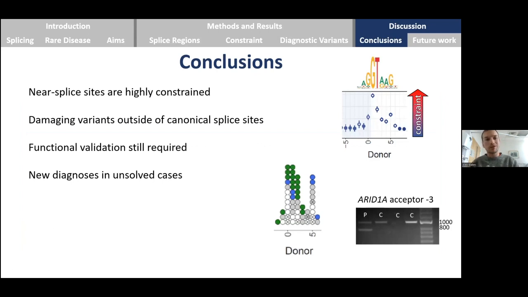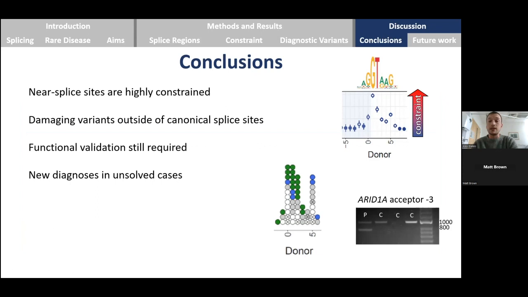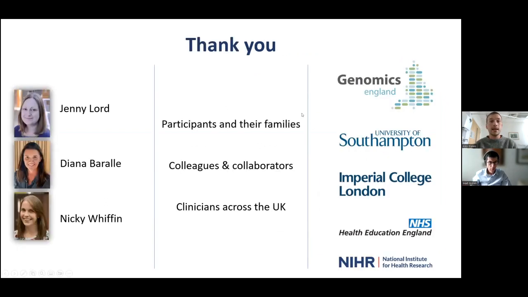In conclusion, I hope I've shown you that some non-canonical splicing positions can be highly constrained and are likely to harbour damaging variants that can cause rare genetic diseases. We still need to functionally validate splicing variants, particularly those which fall outside of canonical splice sites, and we were able to make a number of new diagnoses in unsolved cases.